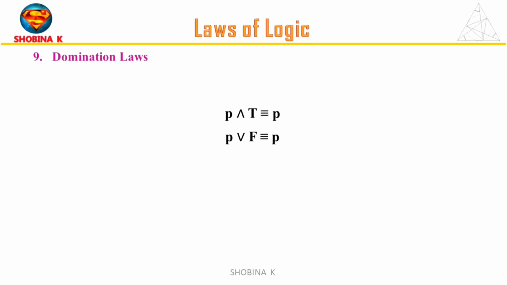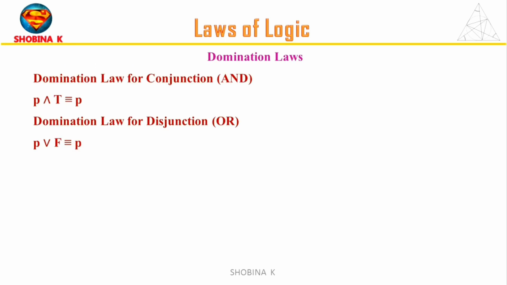And next up we have domination laws. They describe the behavior of the logical operations in relation to certain propositions. P and T is defined as P. This law states that the conjunction of the proposition P with the true proposition T is equivalent to P. In other words, when you combine a proposition with true using AND, the result is the original proposition.